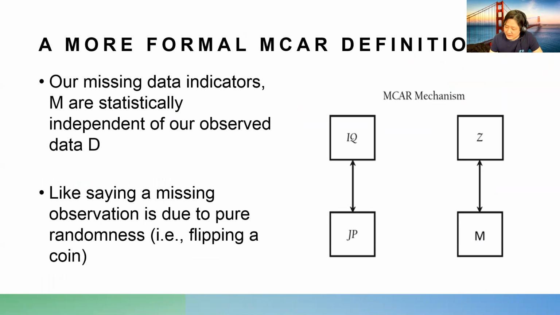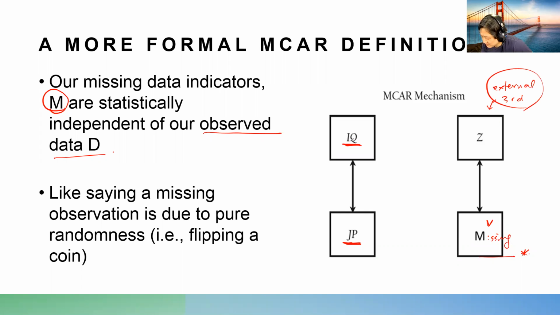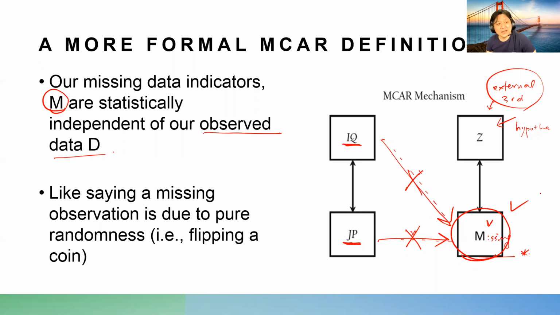So for example, in our missing case, let's say M is missing. Missingness is statistically independent of our observed data. So this is our job performance and this is IQ values, and this is our M. Let's say this is missing, and this missing is influenced by some external factor, some third factor, but we don't know what that is. So this is more of a hypothetical factor. But the important thing is there is no relationship between these two. Our missing is not influenced by the IQ score or job performance score. So this is the missing completely at random case.